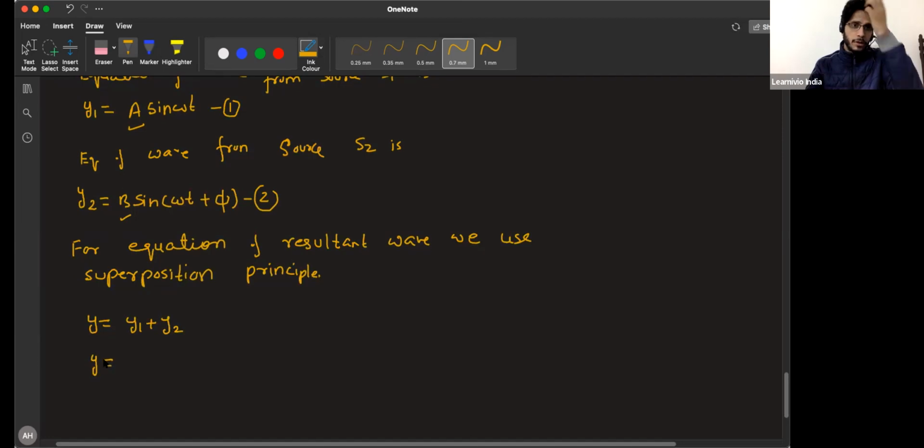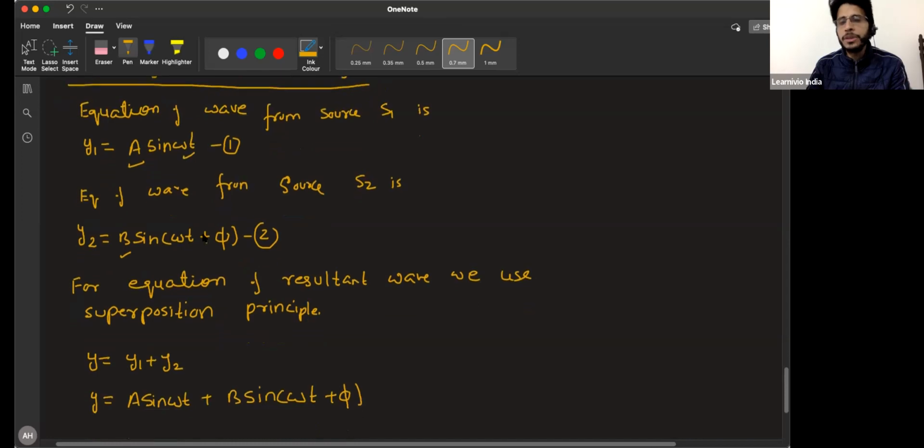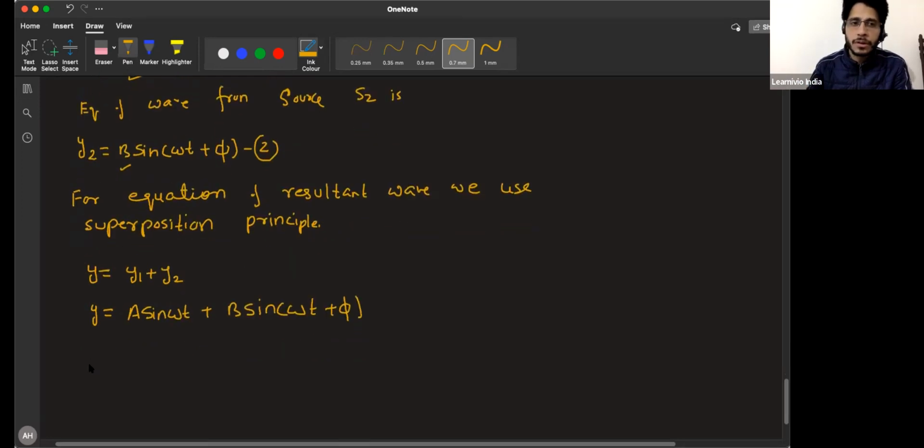Superposition principle is y equals y1 plus y2. When we put the values, y1 is A sine omega t, then B sine omega t plus phi. This is the equation of the resultant wave. Now we will do some mathematical manipulations to put this in the standard wave equation. These two waves combine to give this wave.